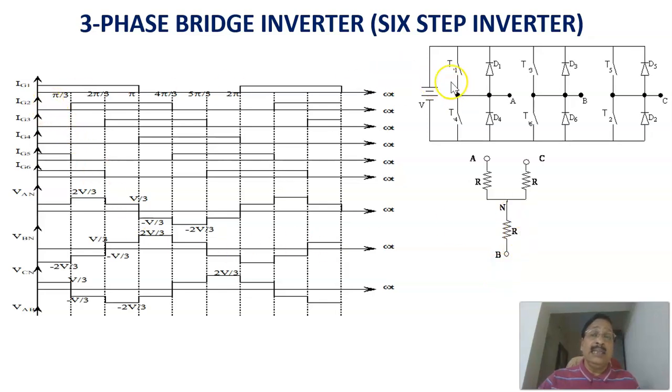Therefore, we are converting a DC quantity into a 3-phase AC quantity. This is the phase A voltage with respect to the neutral. This is phase B, which is 120 degrees apart with respect to the neutral. And this is the phase C voltage with respect to neutral, which is again 120 degrees apart. That is called a 3-phase quantity. Therefore, the DC voltage is converted into a 3-phase voltage by using a 6-step inverter circuit. Like that, we can convert a DC voltage into a 3-phase AC quantity by the 180-degree method of conduction of a 6-step inverter.